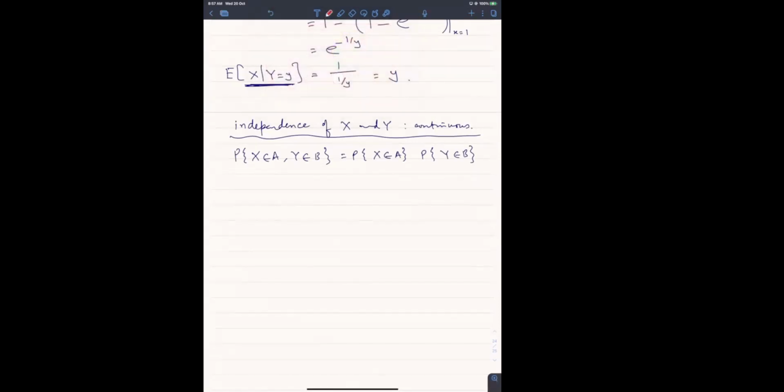इससे हमने डिड्यूस किया था कि x less than equal to a and y less than equal to b. So CDFs जो हैं वो भी multiply होंगे. The joint CDF will be the product of marginal CDFs. Similarly, joint PDF will be the product of marginal PDFs.